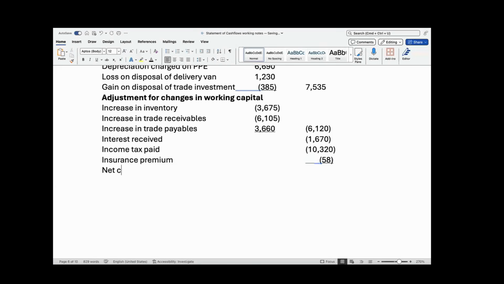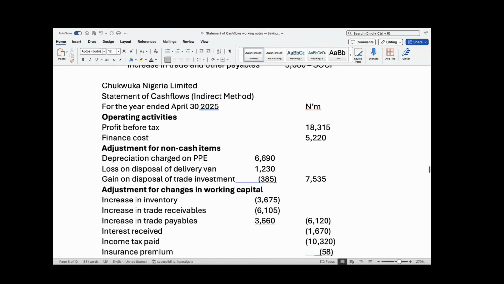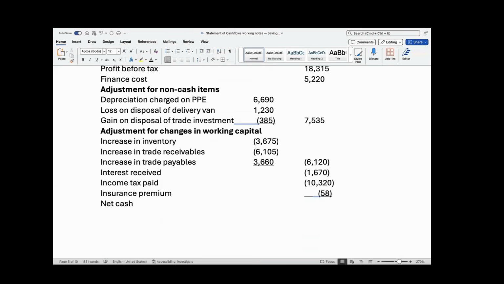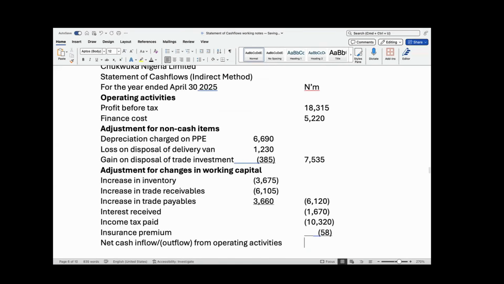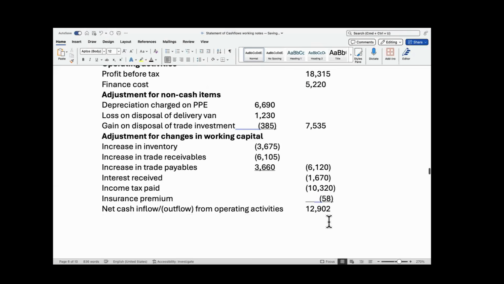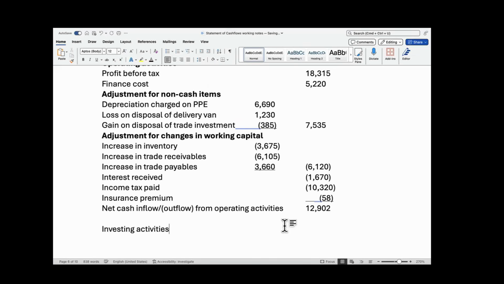So when you cumulate all this together, I will get net cash outflow or inflow from operating activities. Can you cumulate all this together? 18,315 plus this minus these other ones. 12,902. Then I go to my investing activities.